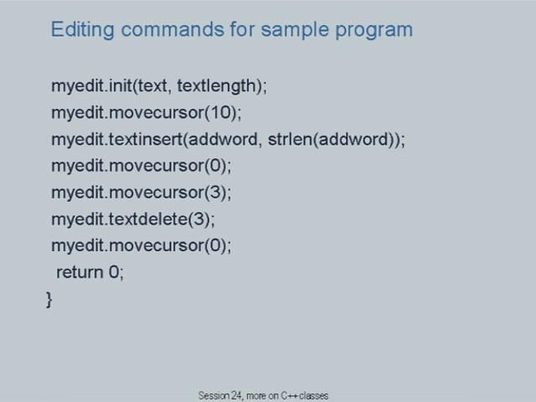Next, I want to insert the additional word. I'll say myEdit.textInsert(addWord, strlen(addWord)). Notice that in this case, I had explicitly calculated the text length by invoking the strlen function elsewhere. But it is not required. I'm going to pass this parameter as a read-only parameter anyway. So I can calculate that as part of the parameter definition itself.